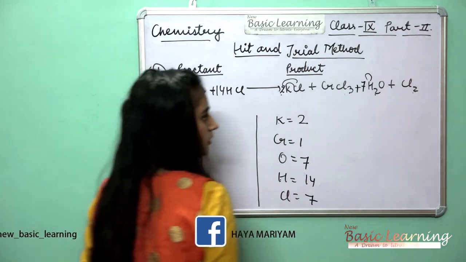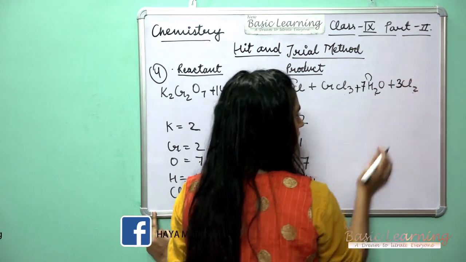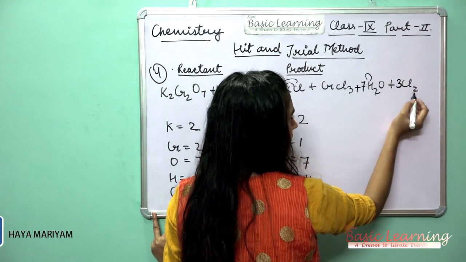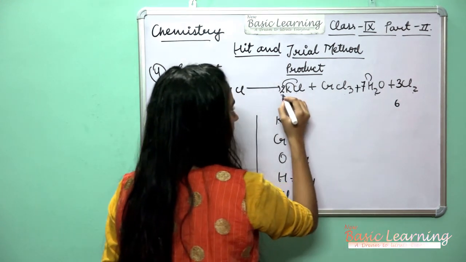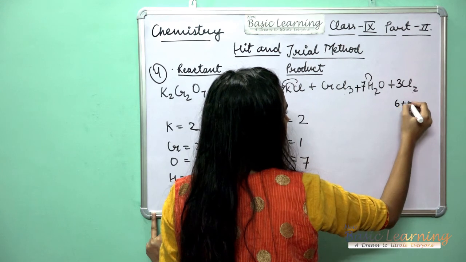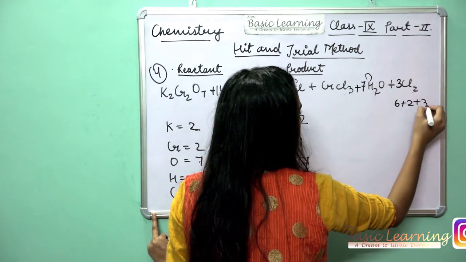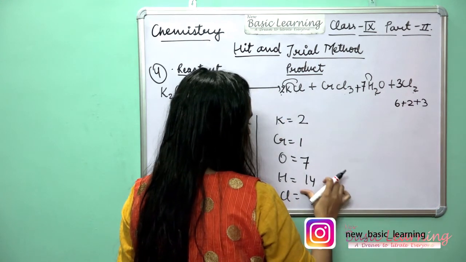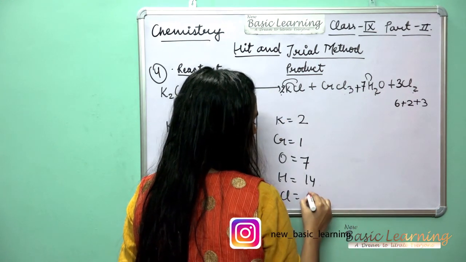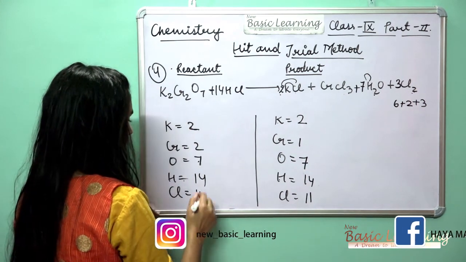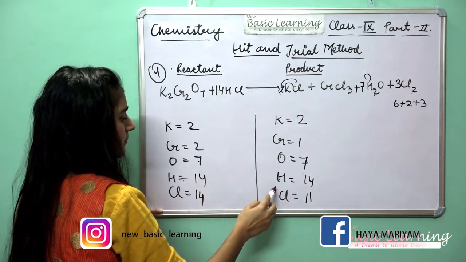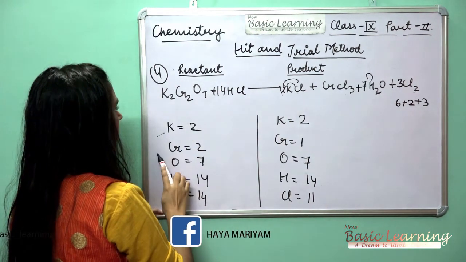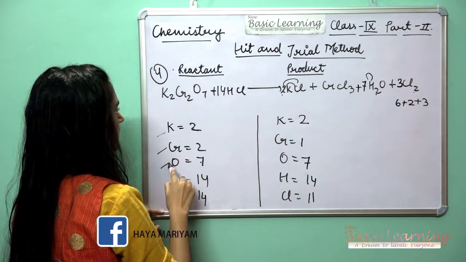So what will I do? Here I will add 3. Okay, that will be 3 to the 6, 2 plus 3, it will give 11. Then we are left with, we have potassium also done, chromium we have also done, oxygen also we have done.